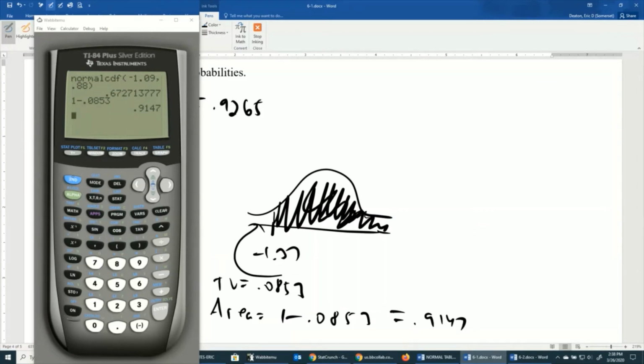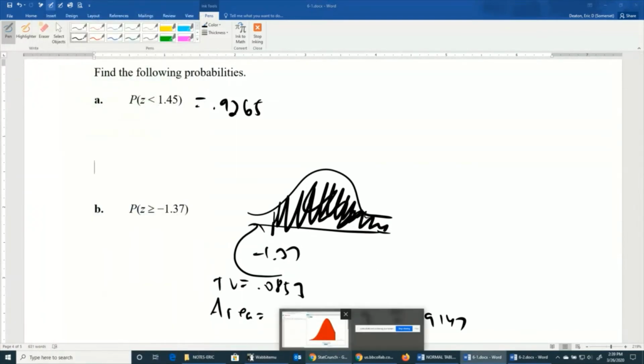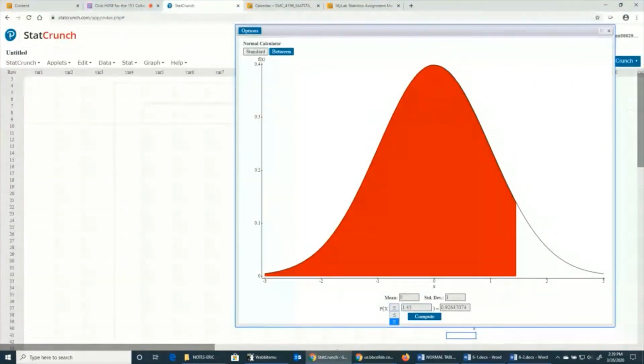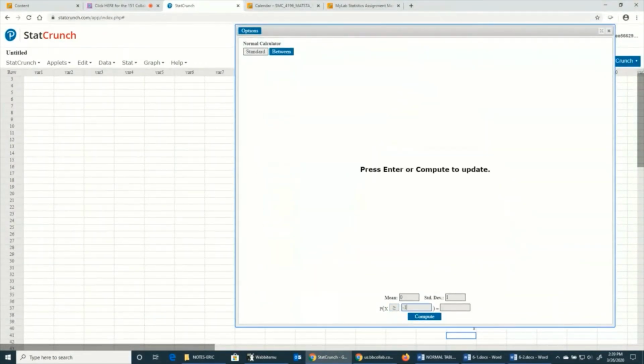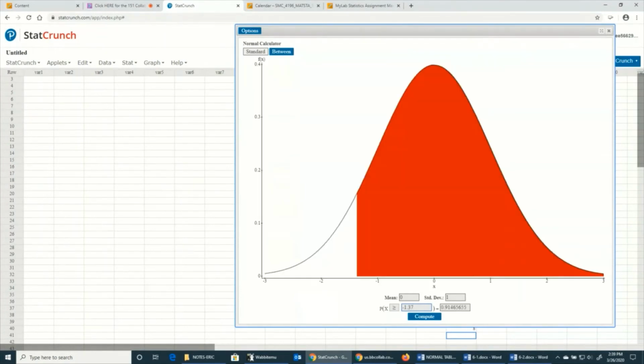If you are using a graphing calculator, second vars 2, it goes from negative 1.37, comma, to a really big number. Enter. 0.9147. But my favorite one once again is StatCrunch because it does have a greater than. Negative 1.37. The beauty of StatCrunch is that it draws the picture. That's what I thought too. 0.9147 if you round off.